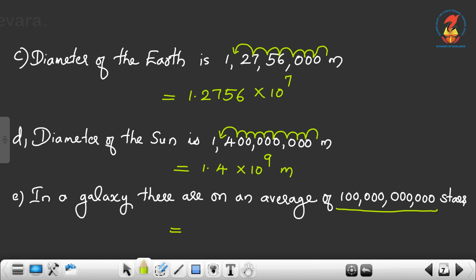Okay, so the decimal point is at the right end. So from the right you have to move to the left. 1, 2, 3, 4, 5, 6, 7, 8, 9, 10, 11. So 10 raised to 11. So 1.0 into 10 raised to 11. So we can easily read the number. In a galaxy there are on an average 1.0 into 10 raised to 11 stars.